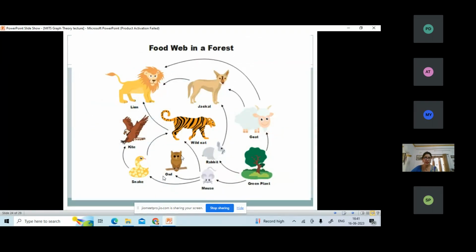These animals are vertices, and the eating from one animal to another is an edge.